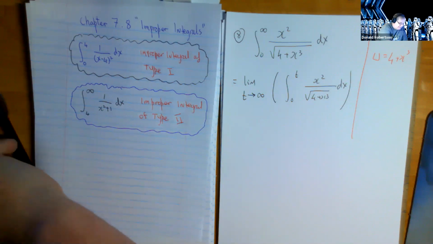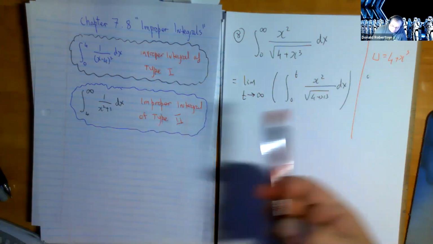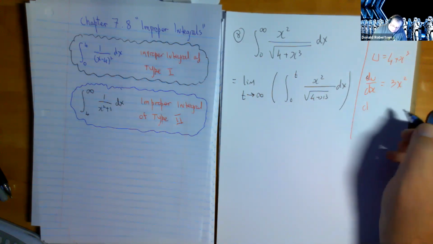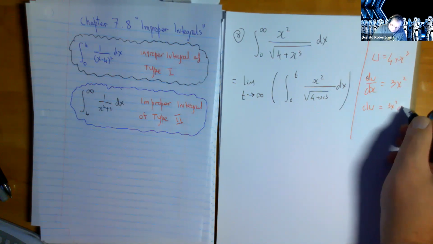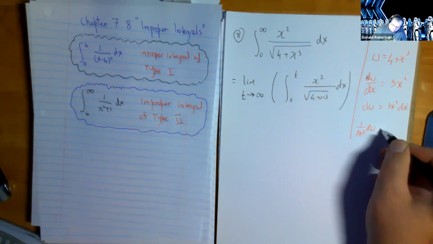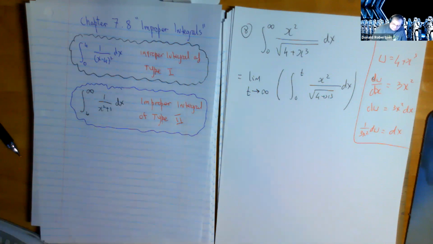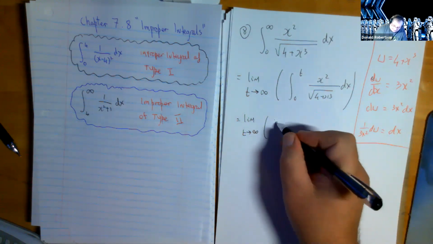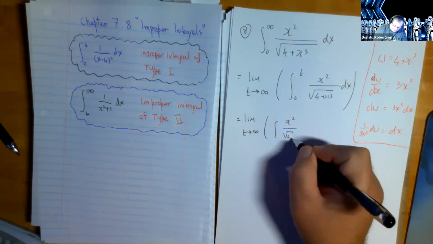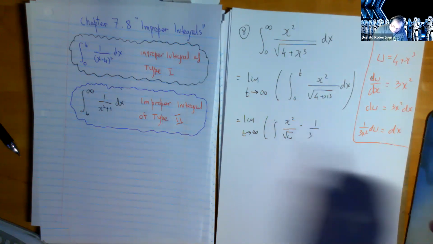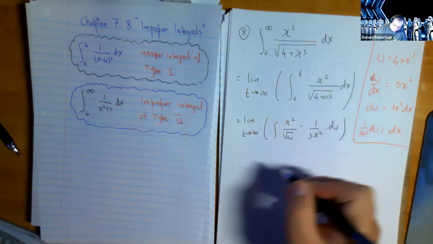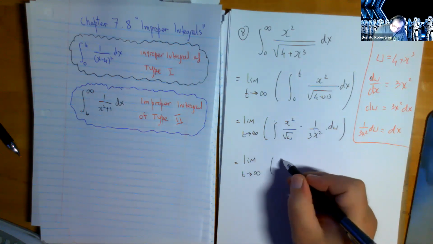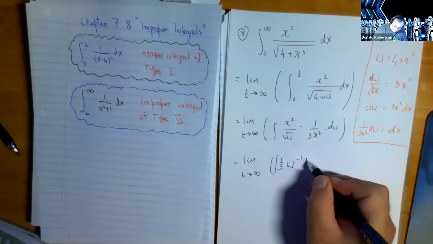Great. Just take it a little bit further then. So differentiate with respect to x, and you get 3x squared. That gives you du is 3x squared dx, and you isolate the dx, and you get the integral of x squared square root of u. Instead of du, you get 1/3 x squared du. That becomes the limit as t tends to infinity of, cancel, 1/3 u to the -1/2 du.